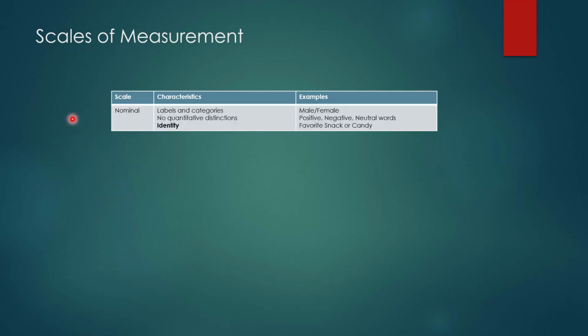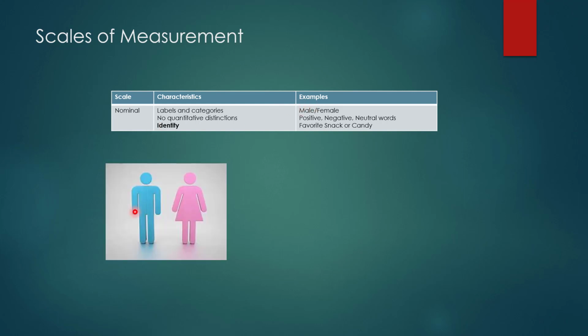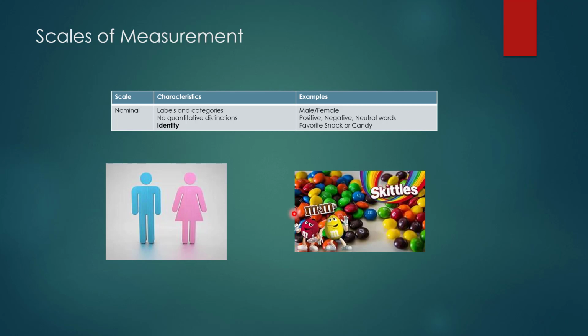So when we're talking about the nominal scale of measurement, it's going to label and categorize individuals or events. There's no quantitative distinctions. It's just simply identifying which category they belong to. So examples might be something like male or female, positive, negative, neutral words, favorite snack or candy. So do you prefer M&Ms or Skittles? What's your favorite? And so you'll get a number of, 25 people prefer M&Ms and 10 prefer Skittles.